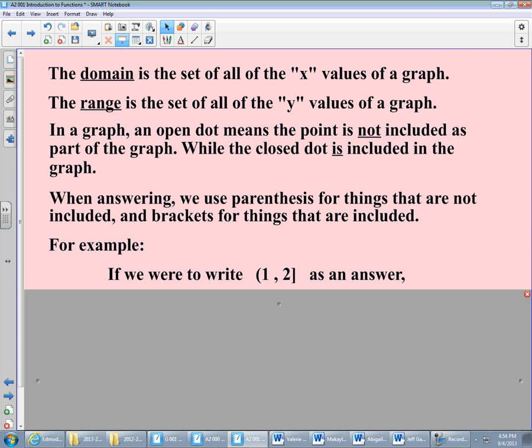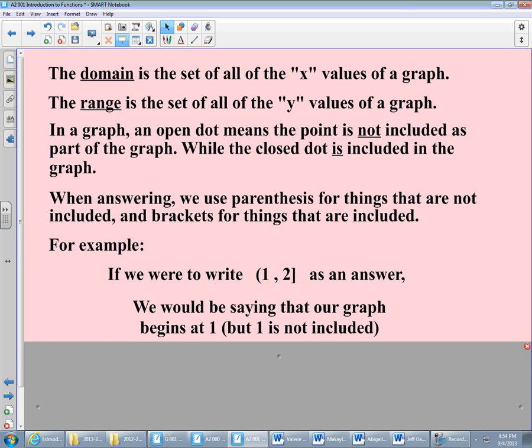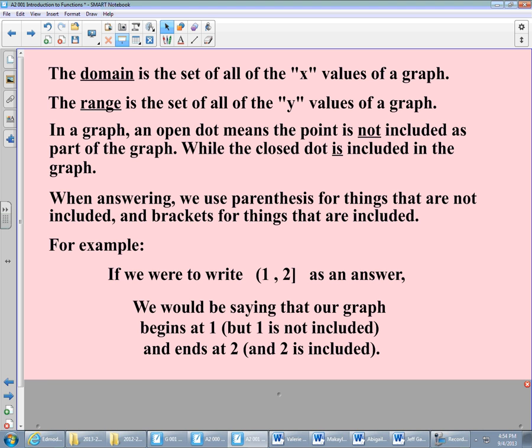Okay. So for example, if you were to come across this notation, where you have parenthesis 1, comma, 2, bracket, we are basically looking at a situation where it begins on the x-axis for a domain or on the y-axis for range, but the graph begins at 1. We come from negative infinity, and we do not run into anything to do with the graph until we get to 1, and then we continue on to 2, where the graph ceases to exist. It doesn't go any further than 2.